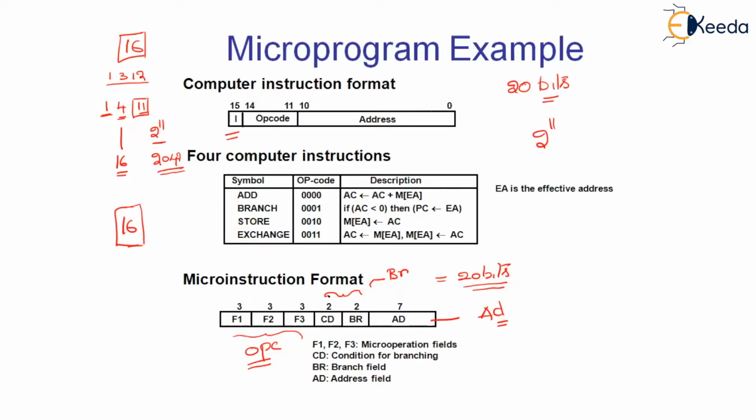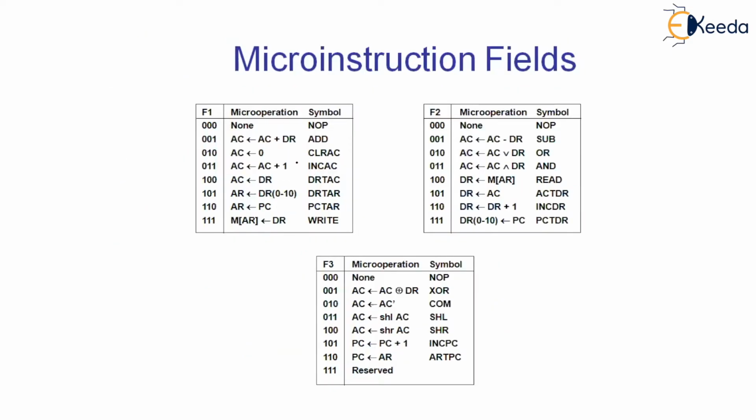The micro instruction format has been divided into F1, F2, F3, CD, BR, AD. All these 3 fields are going to specify micro operations, so that one micro instruction specifies a maximum of 3 micro operations, in addition to the condition and a branch field. We're going to have a look at the different conditions and branches available within the system. F1, F2, F3 are the micro operation fields, CD is the condition for branching, BR is the branch field, and AD is the address field. Let us have a look clearly. These tables specify various micro operations for each field. This is for F1, this is for F2, this is for F3.